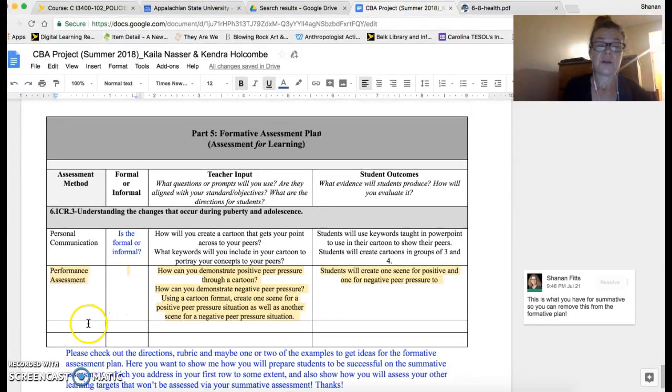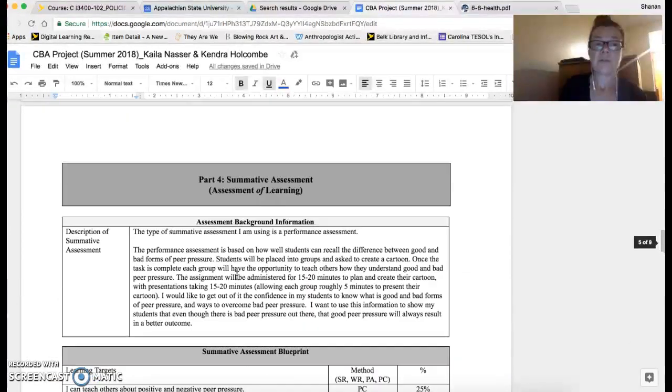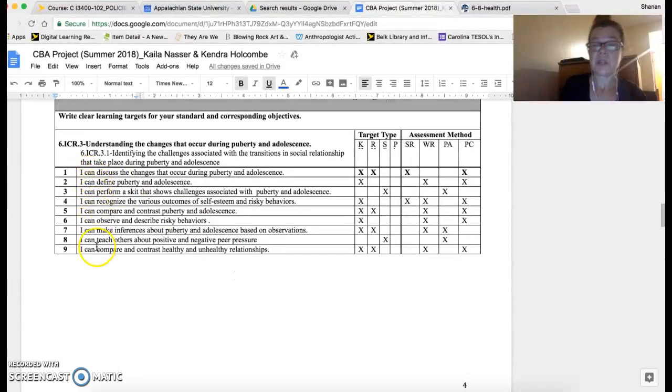You would put selected response, and then you would put whether it's formal or informal. You would put the types of questions that you're going to ask that relate to that learning target, and then what you expect the students to respond there. So in this formative assessment plan, you pretty much want to make sure that you address each and every one of these learning targets. So what you can do, you can group them together if you want, or you can just take each one and come up with an idea for each one for your formative assessment plan.